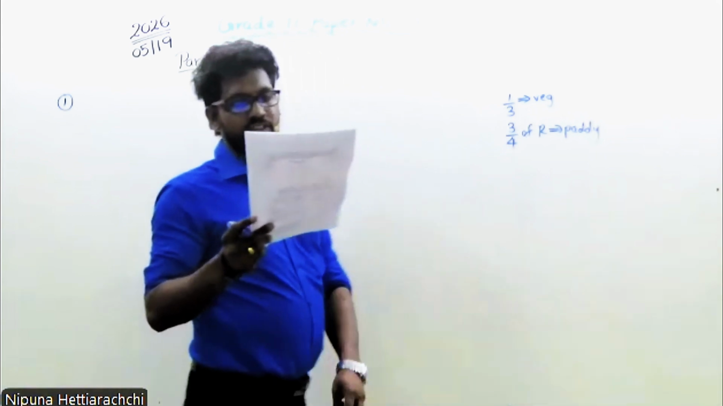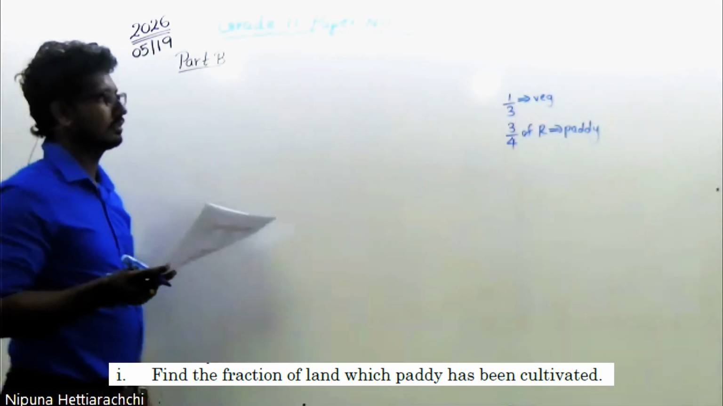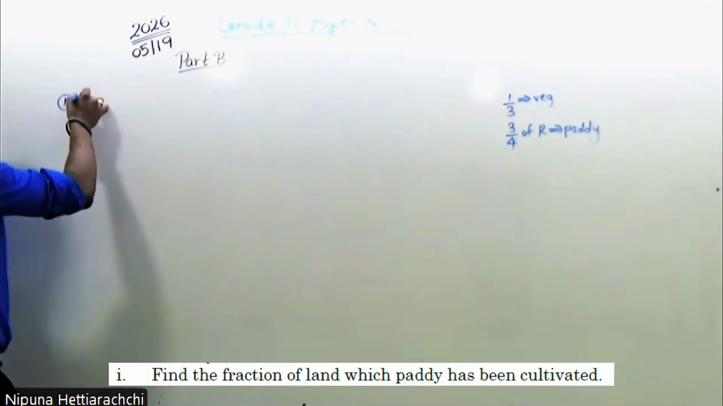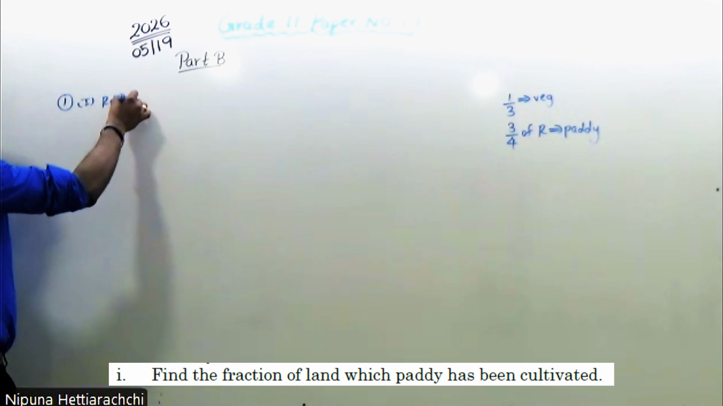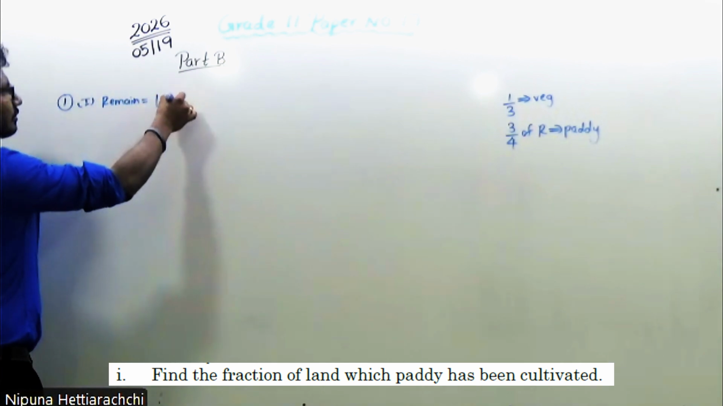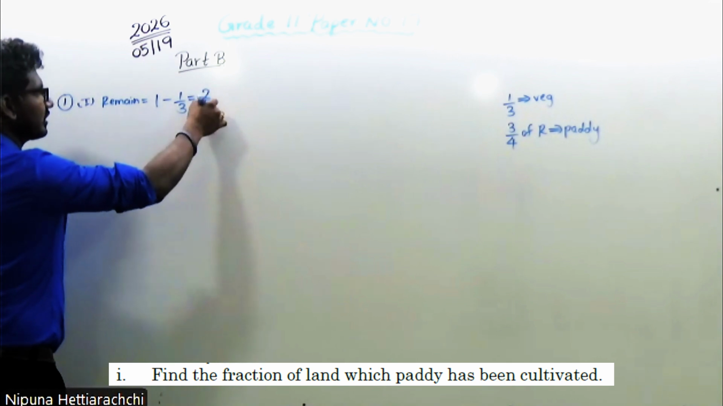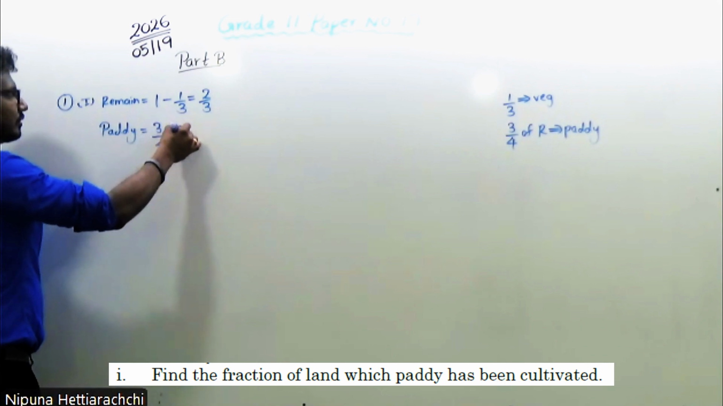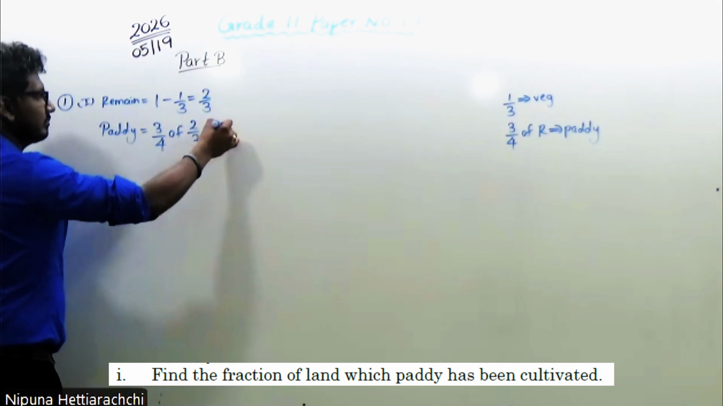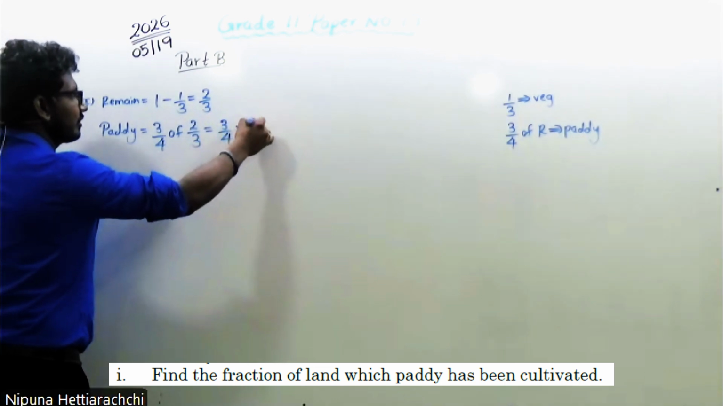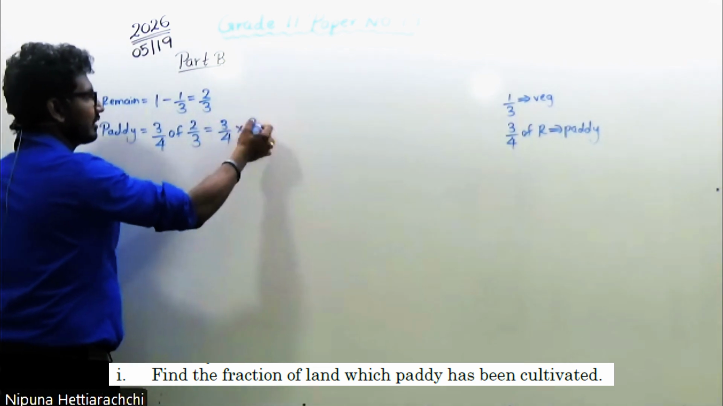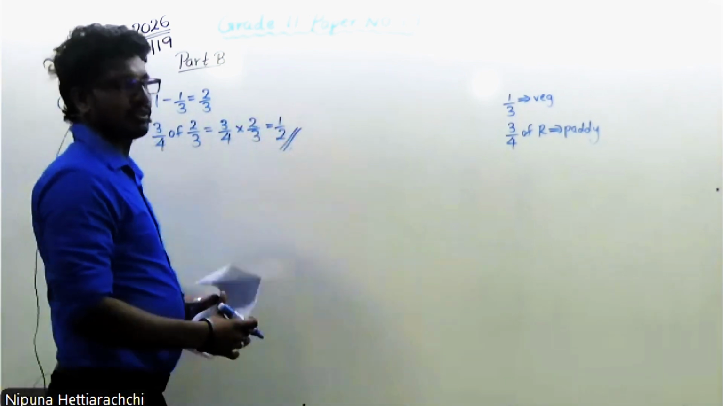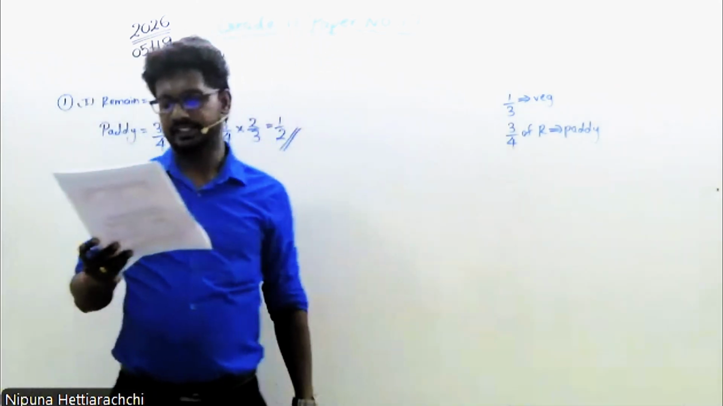Problem number one, what fraction of the land which paddy has been cultivated? Paddy has been cultivated three-fourths of the remaining. First of all, we have to calculate the remaining portion. Remain is 1 minus 1/3, that means remain is 2/3. Then paddy is 3/4 of the remain. Of means multiplication, if you multiply it, 3 and 3 will get cut, 2 and 4, that means half. From the total land, half portion is for the paddy.